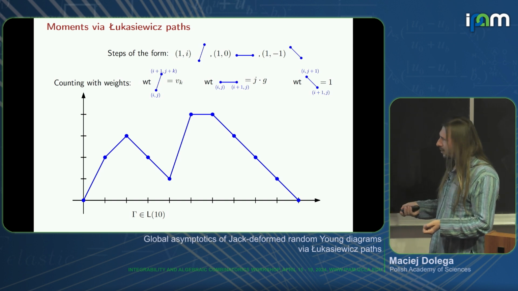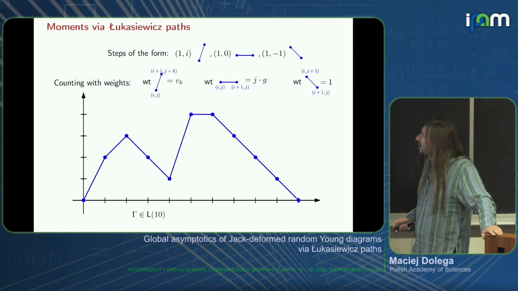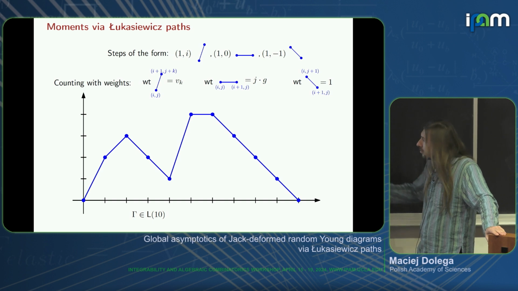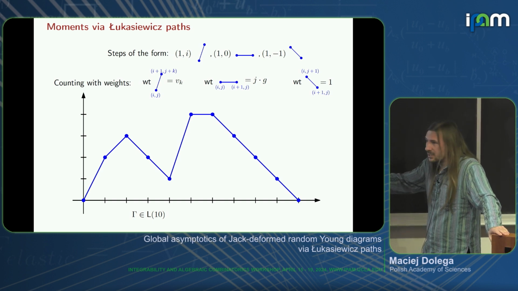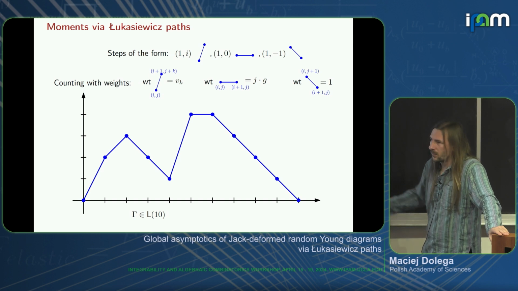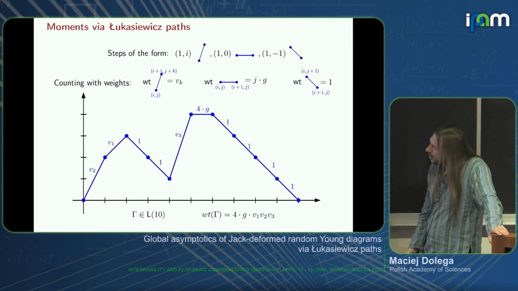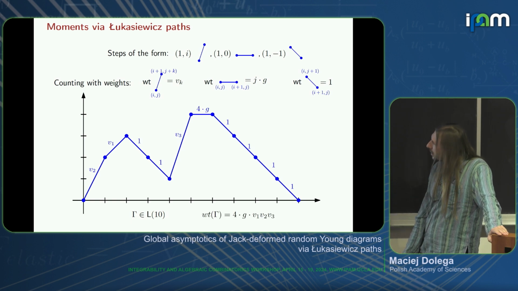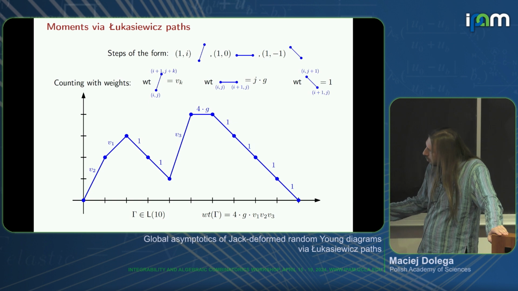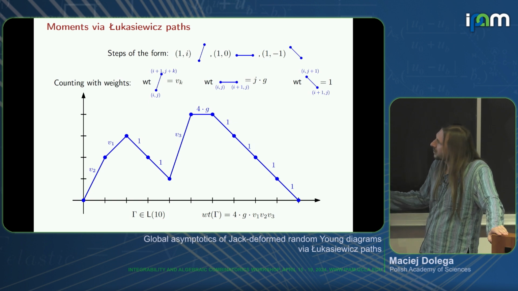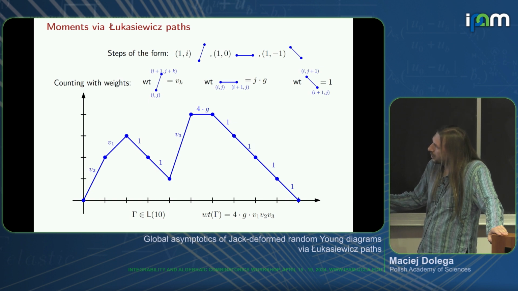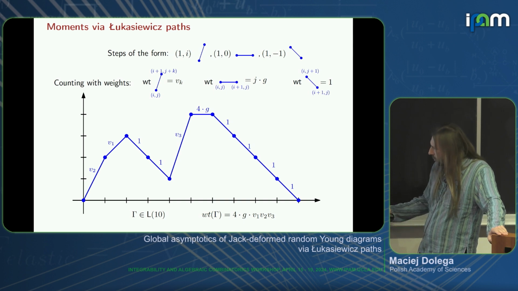But when you have a high temperature regime, then g is non-zero, and you will count these flat steps with some weight. And what is j? J is the height. Okay? And finally, for the down step, you put 1. So here, the weight of this specific example is given by v2 times v1 times 1 times 1 times v3 times 4 times g, because this flat step is at the height 4. Okay? So this is the weight.